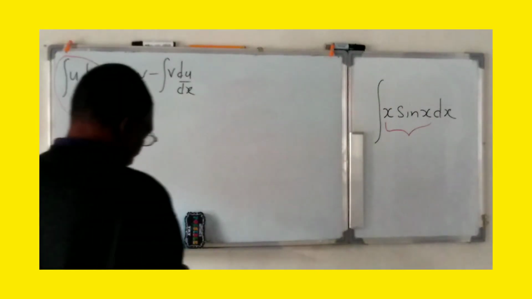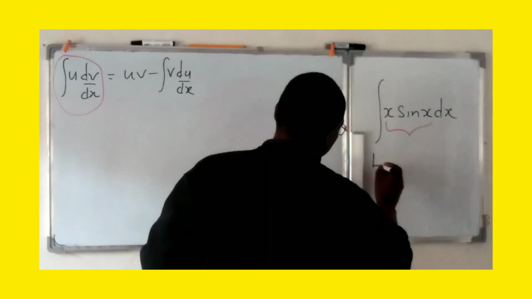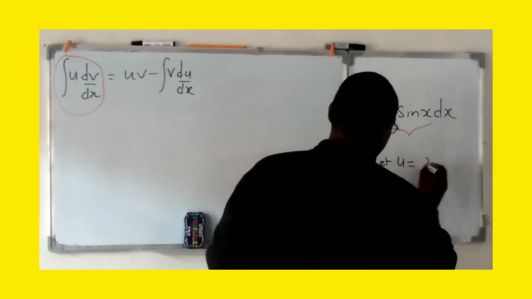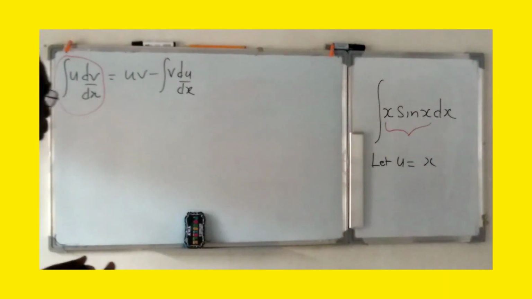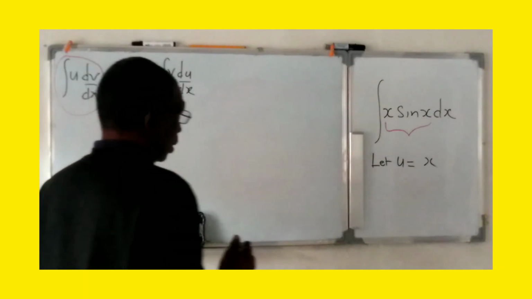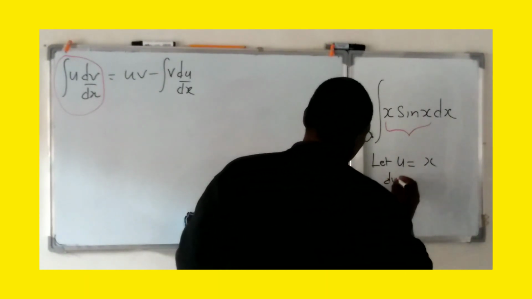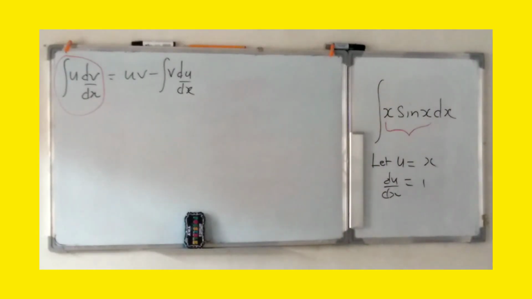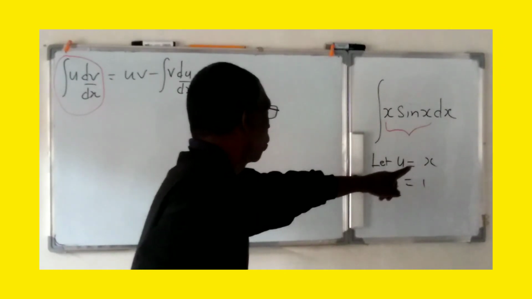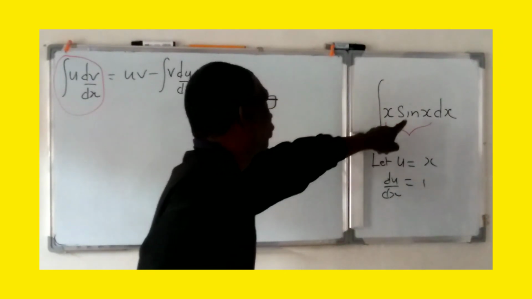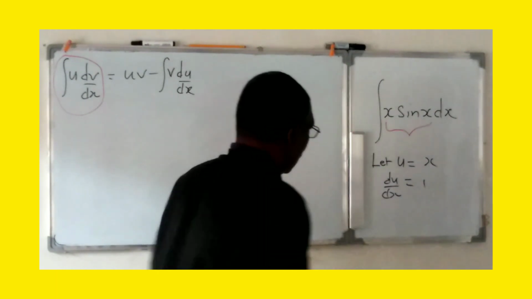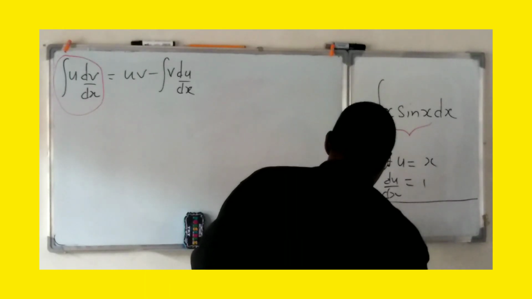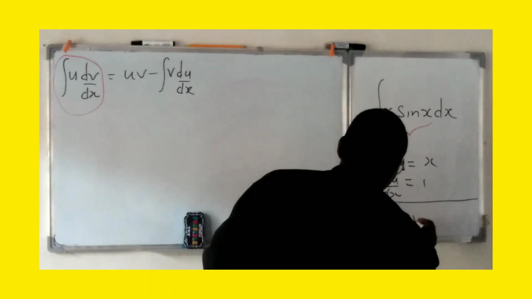So now I'm going to write it here, let u equal to x. So if u is equal to x, what is du dx? Well, du dx is equal to 1. Now we said x is u, so what is going to be dv dx? dv dx is obviously sine of x. So we can come down here and say dv dx is equal to sine of x.